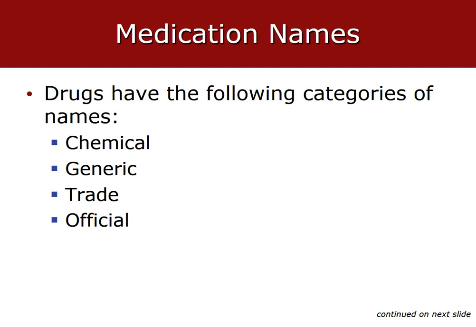The chemical name describes the drug's chemical structure. It usually is the first name associated with the drug. The generic name, which is also referred to as a non-proprietary name, still reflects the chemical characteristic of the drug, but in a shorter form than the full chemical name. It's the name assigned to the drug before it is officially listed and is independent of the manufacturer.